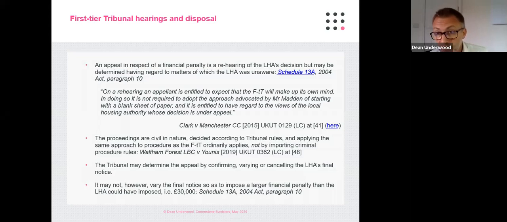Now, importantly, as far as the tribunal's powers are concerned, it may determine the appeal by confirming the local housing authority's decision, by varying it, or indeed by cancelling the local housing authority's final notice. If it varies the amount of the penalty, however, it may not vary it so as to impose a larger amount than the local housing authority could have imposed. It too, therefore, is limited to £30,000 per prescribed offence.